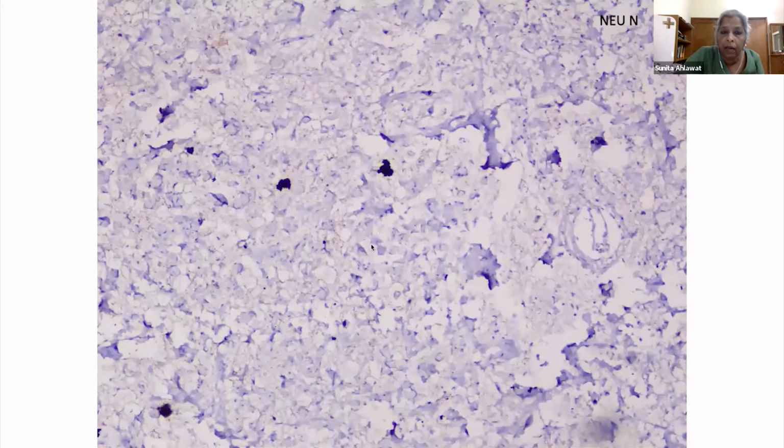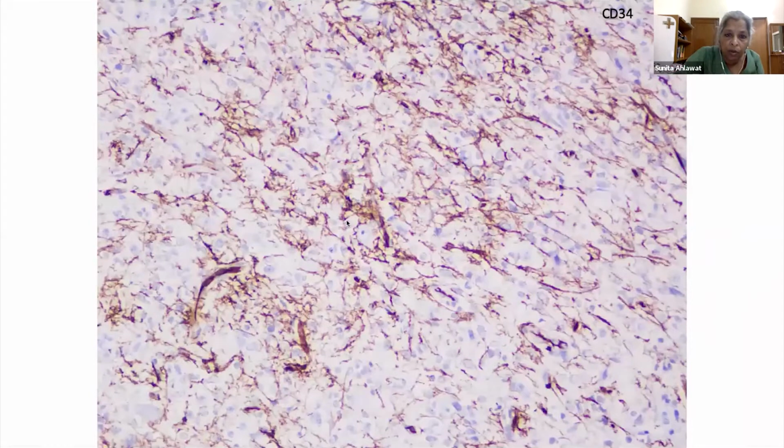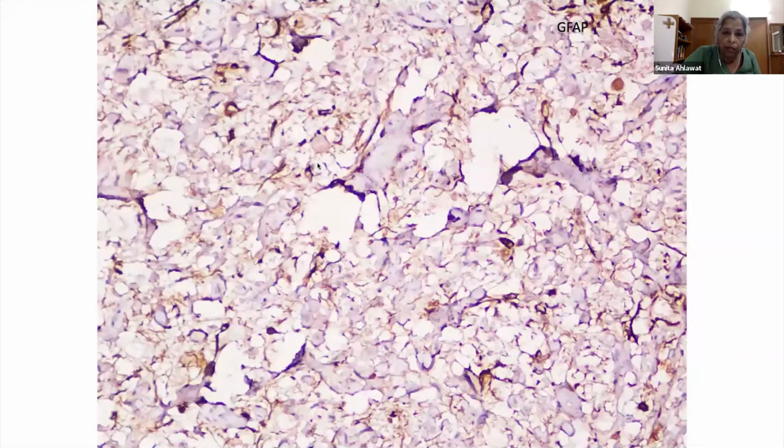NeuN, if you see, is not marking any of those ganglion cells, making them neoplastic ganglion cells. And these neurons are having a feathery positivity on CD34. They are the neoplastic or dysplastic neurons. And many of these so-called ganglion-like cells are actually GFAP positive, so they were the gemistocytic astrocytes.